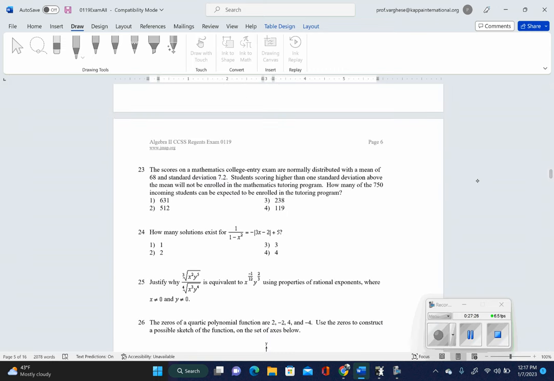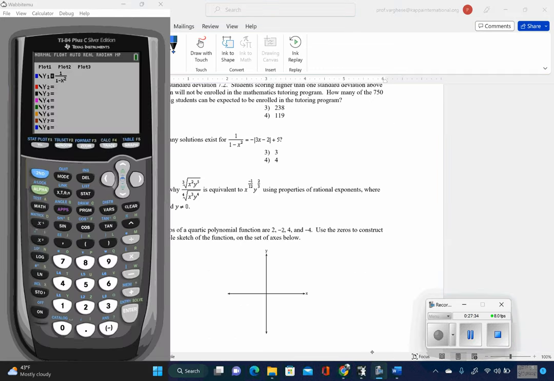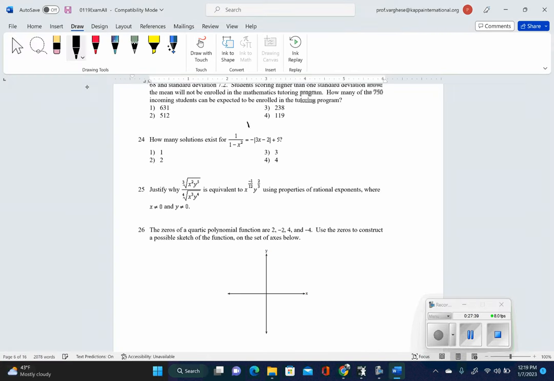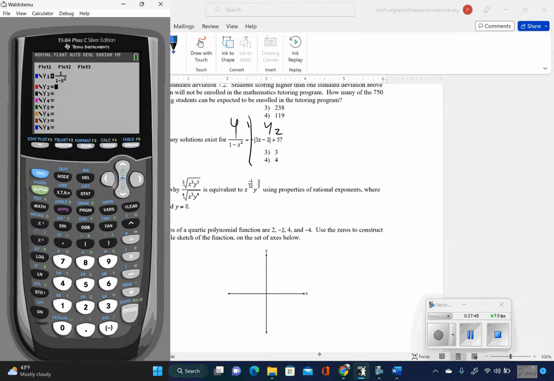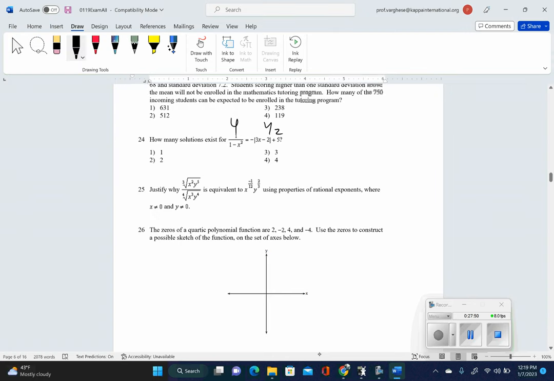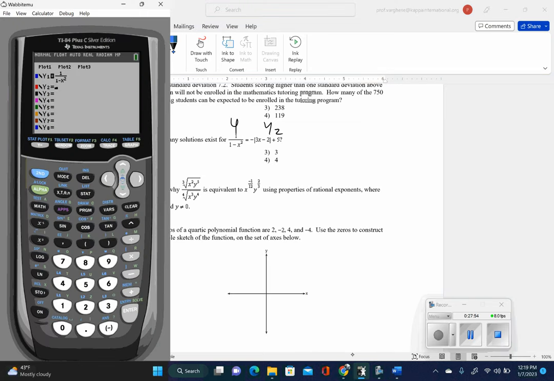The next one right here, not a calculator question. Boom. How many solutions exist? Okay, this is a straight calculator question. So for this one, how many solutions exist? I went to Y1, right? So you're going to split this into two. You're going to plug this under Y1, Y2. The reason why I came back to the video is I see a negative sign here. Do you see that? This is what I was telling you to be careful of. So under Y2, we're going to plug in the negative sign, which is over here.